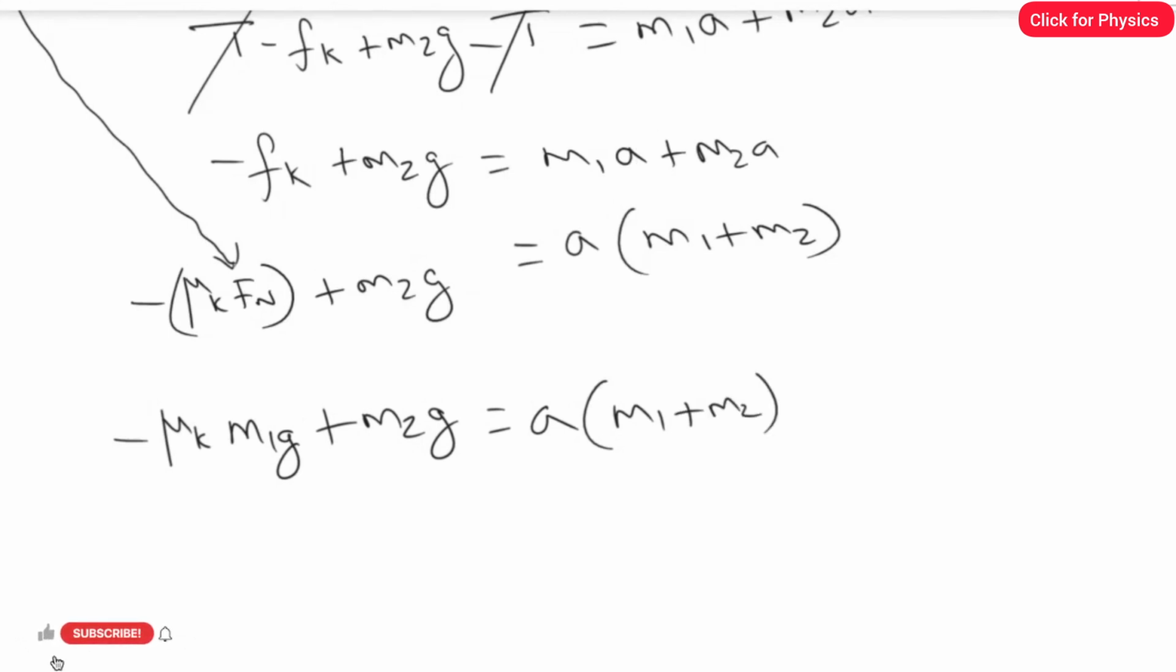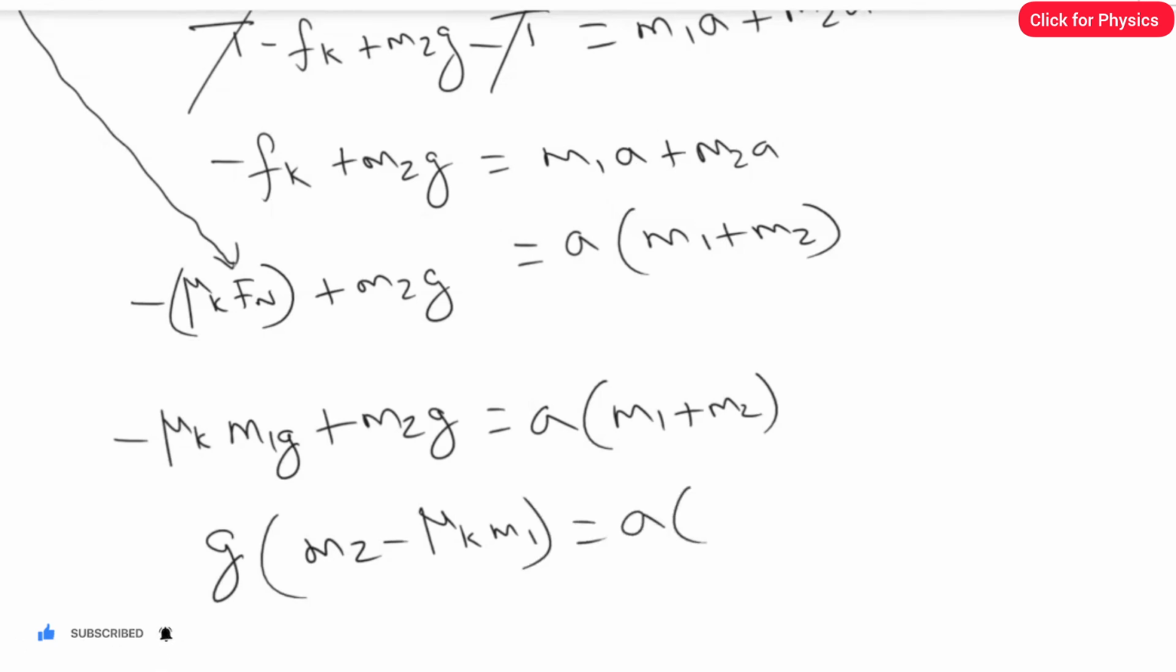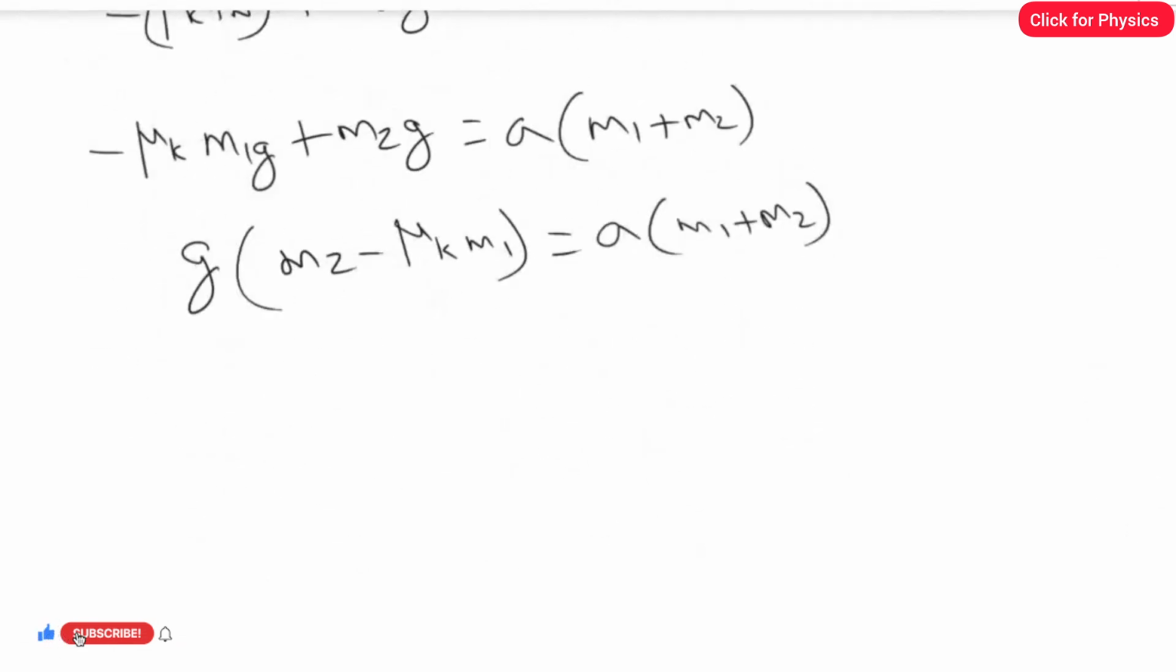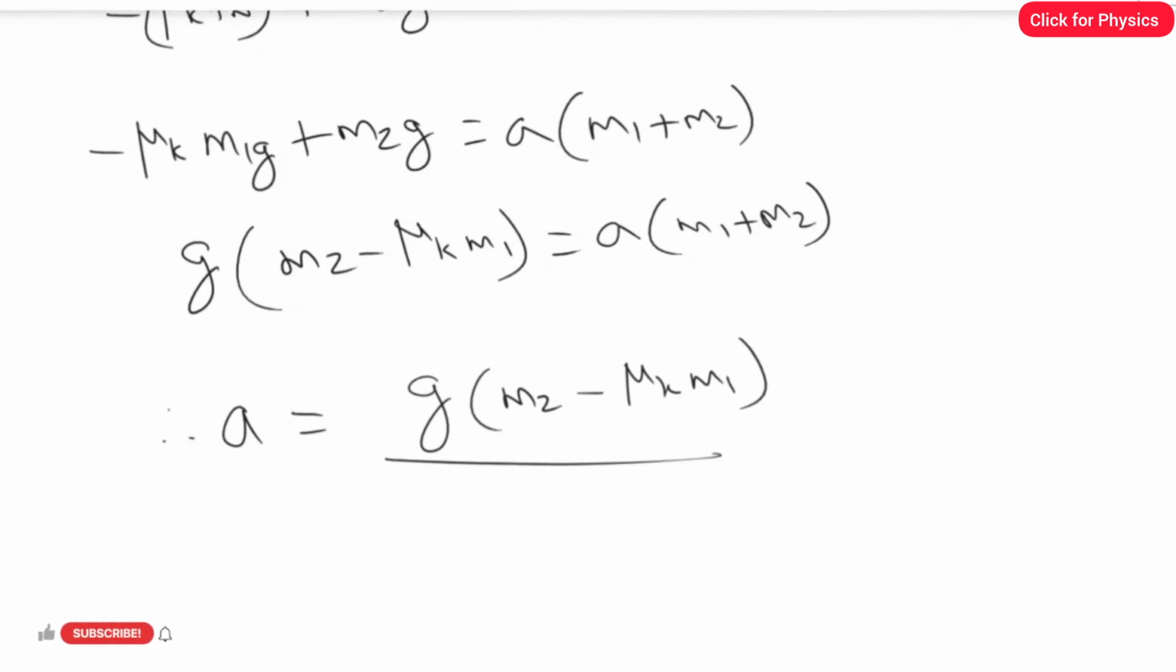So here in this term, we can take g as a common term. If you take g outside, what you'll get? m2 minus mu k m1, right? And the right hand side, we have a multiplied by m1 plus m2. So now we have to rearrange this equation in terms of acceleration. Therefore, the acceleration a is equal to g multiplied by m2 minus mu k m1, divided by m1 plus m2.